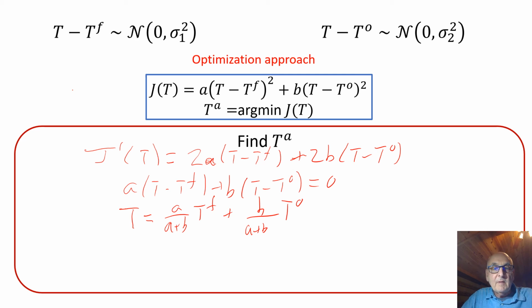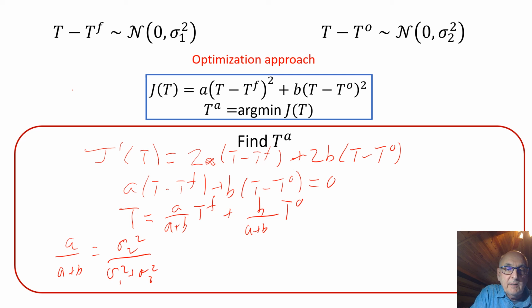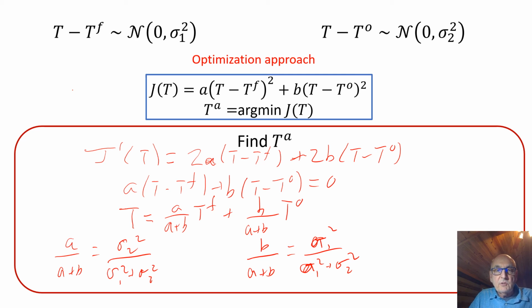So you can check that. And it is indeed true. You can see that a over (a plus b) is going to be sigma 2 squared over sigma 1 squared plus sigma 2 squared. And b over (a plus b) is going to be sigma 1 squared over sigma 1 squared plus sigma 2 squared. So in other words, the interpolation approach and the optimization approach lead to exactly the same answer, right? So this is obviously the right answer.